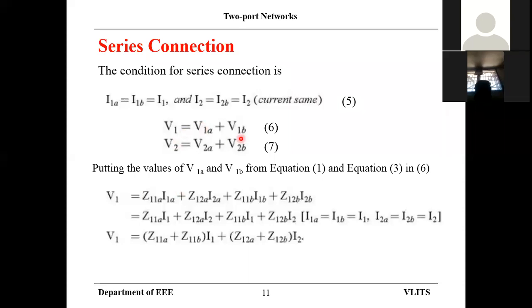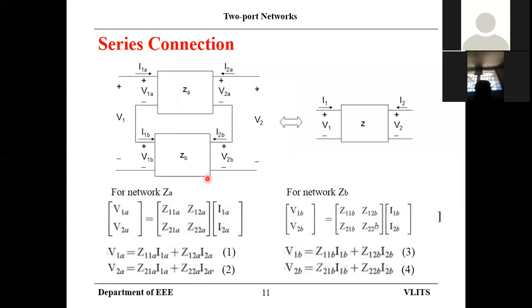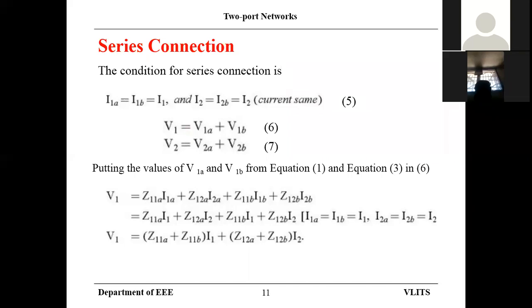If we take equation number 6, that is V1 is equal to V1A plus V1B, from equation number 1 and 3 you can get V1A and V1B. You can substitute the V1A and V1B from equation number 1 and 3 in equation number 6. So here I have substituted Z11A into I1A plus Z12A into I2A in the place of V1A, and in the place of V1B, Z11B into I1B plus Z12B into I2B.